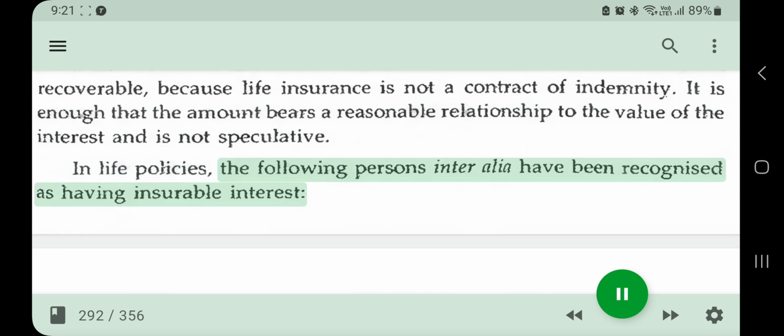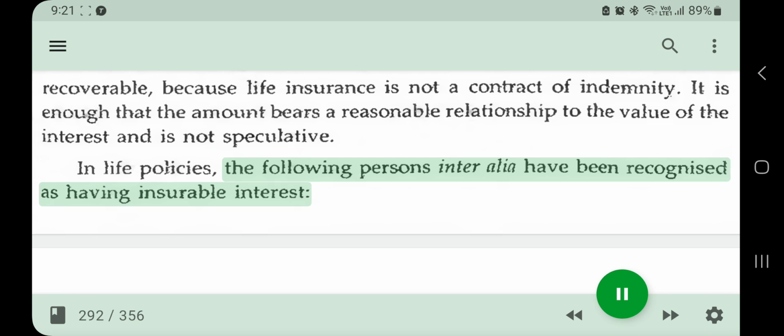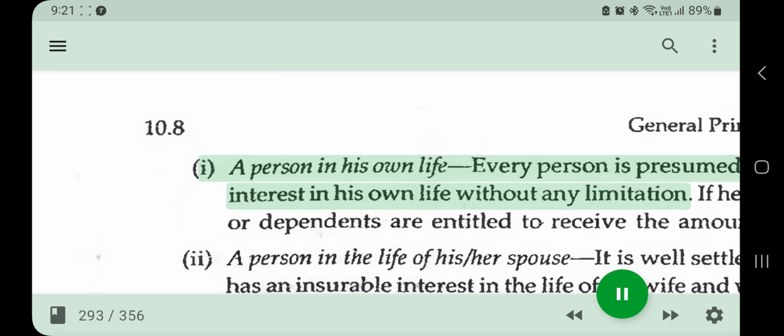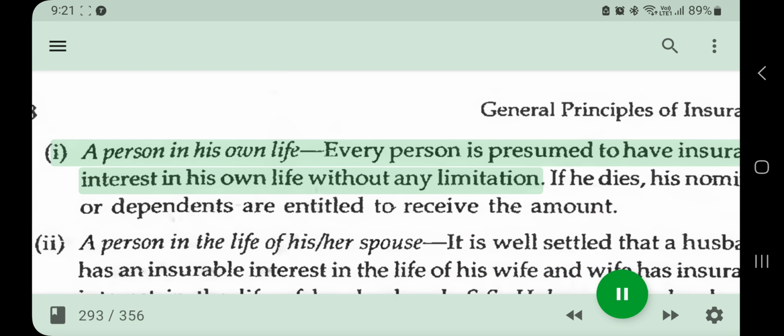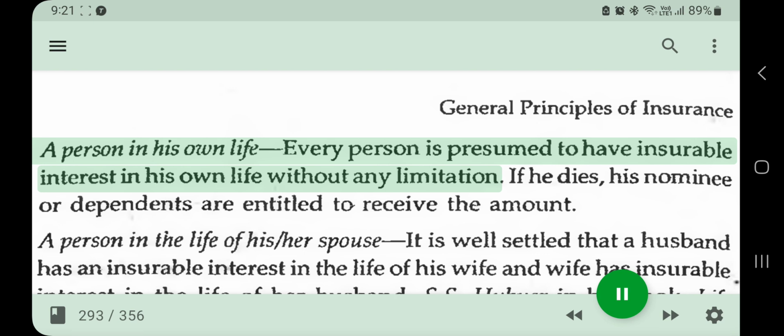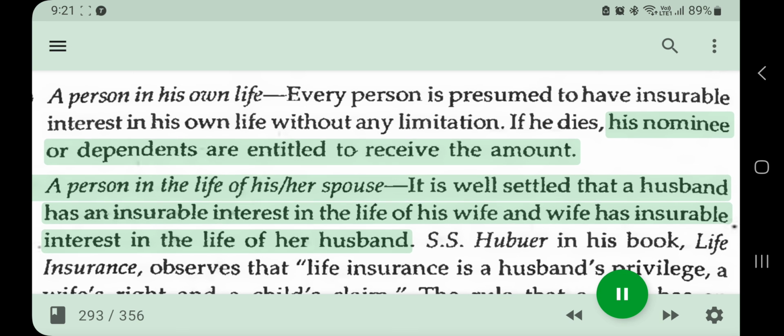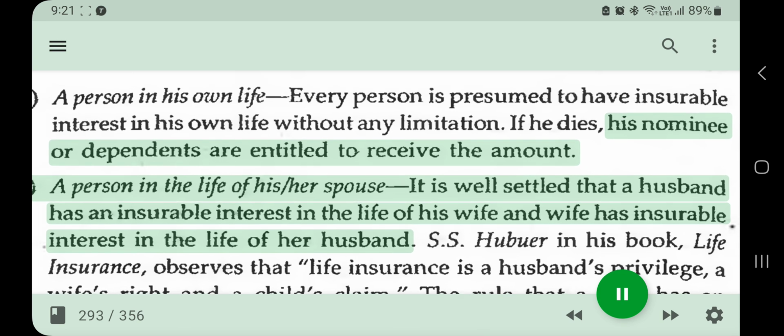In life policies, the following persons inter alia have been recognized as having insurable interest. 10.8 General Principles of Insurance. 1. A person in his own life. Every person is presumed to have insurable interest in his own life without any limitation. If he dies, his nominee or dependents are entitled to receive the amount.